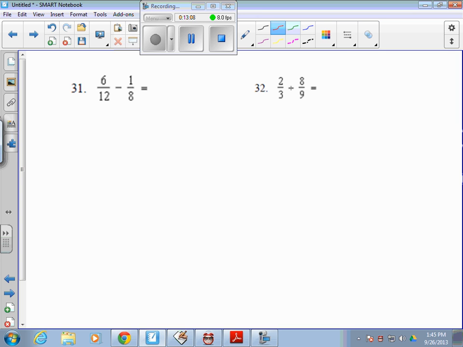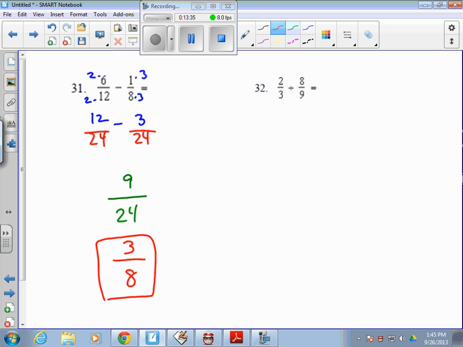6 over 12 minus 1 over 8, they both go into the number 24, so we need a common denominator. 12 times 2 gives you 24, so multiply 6 times 2, you get 12. 8 times 3 gives you 24, so multiply negative 1 times 3, you get negative 3. Now just add straight across, or subtract in this case. 12 minus 3 is 9 over 24. The number 3 goes into both again. 3 times 3 is 9, and 3 times 8 is 24.